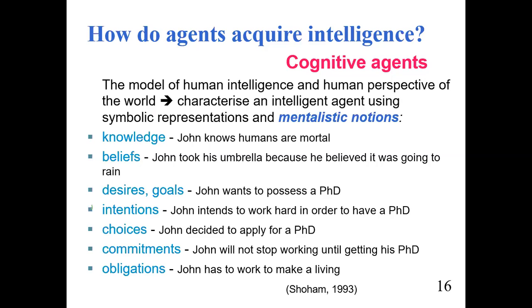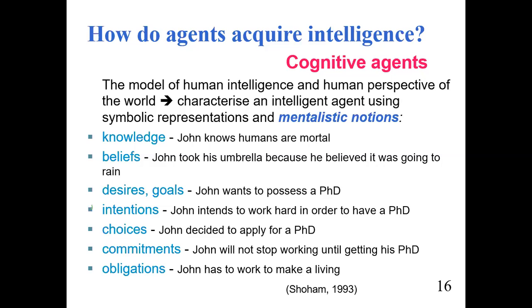So inside the agents, they try to bring in all this knowledge, beliefs, desires, goals, intentions, choices, commitments, obligations. All of this is what humans can do. Humans have knowledge, beliefs, desires, goals, intentions, choices, commitments and obligations. All these are characteristics of humans. So what they're trying to do is bring these qualities and characteristics and implement them in agents.